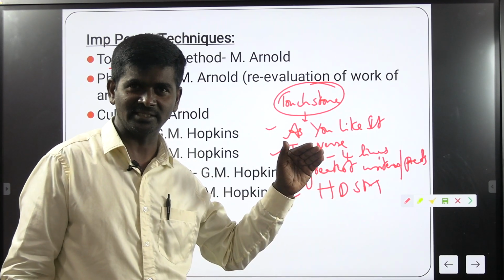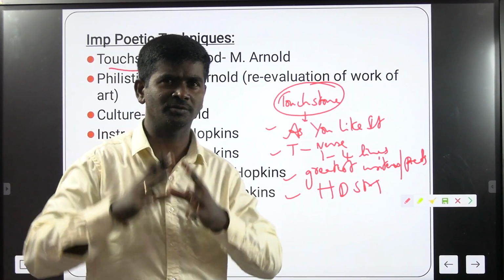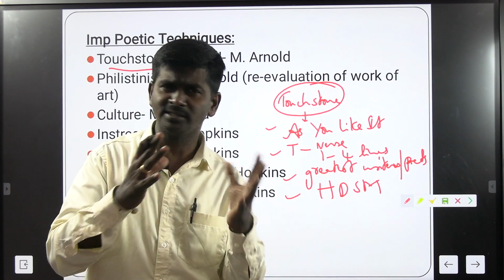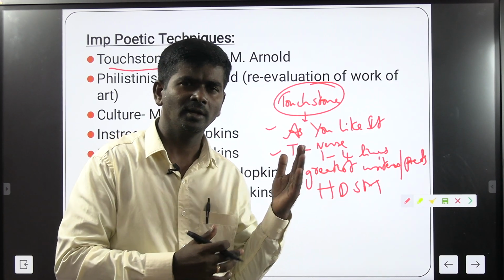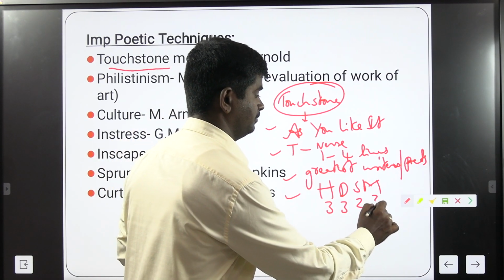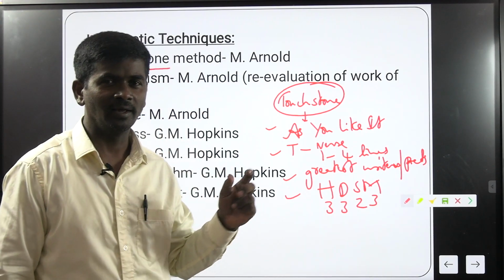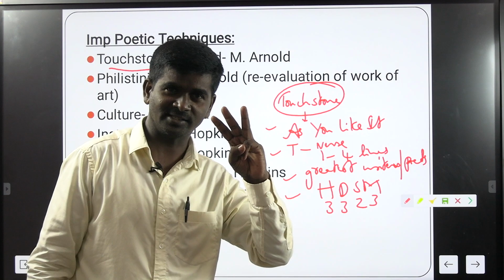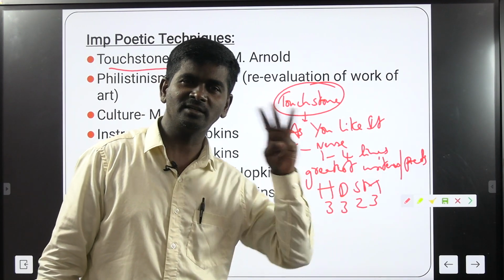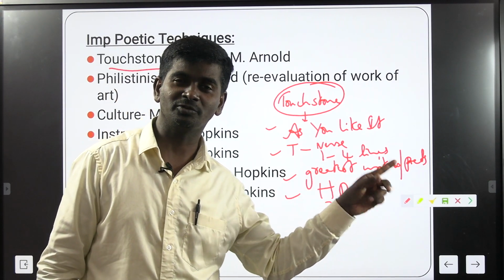From these poets, he collected 11 touchstones, 11 poems, 11 stanzas. These stanzas are considered to be touchstones. Again we have a code for that, 3323. From Homer 3 stanzas, 3 touchstones, from Dante 3, Shakespeare 2 and Milton 3.